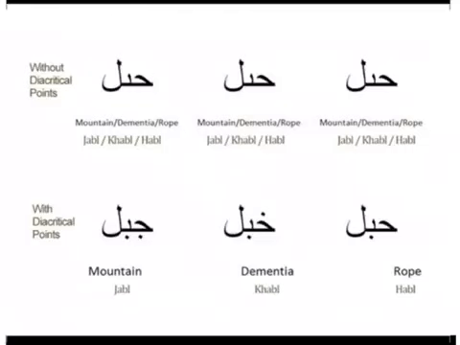The first one would be pronounced hebel, which means rope. The second one, khabal, which means dementia. And the third one, jebel, which means mountain.